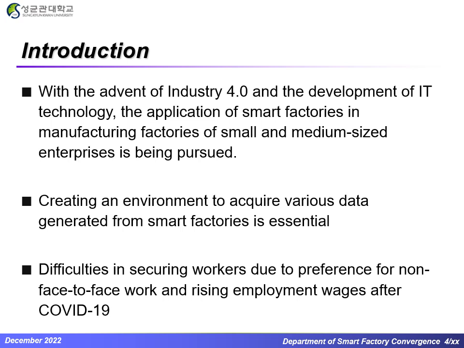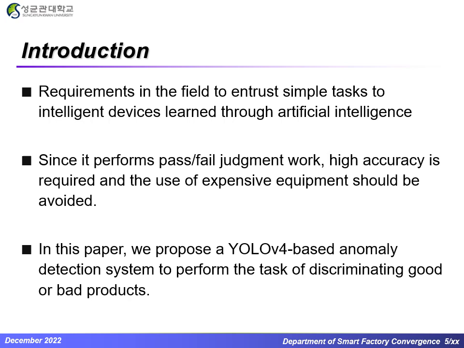After COVID-19, the preference for non-face-to-face work and the rise in labor costs have made it difficult to secure manufacturing manpower at the manufacturing site. Recently, to solve this problem, there is a demand to entrust the product quality inspection task to an AI-based vision inspection system. The task of determining whether a product is defective requires high accuracy. In addition, appropriate costs must be calculated at a level that can be introduced even by small and medium-sized businesses. Therefore, a low-cost and efficient system is required.